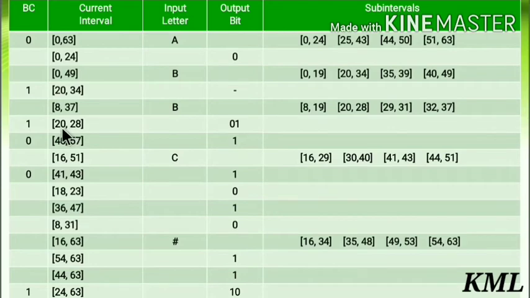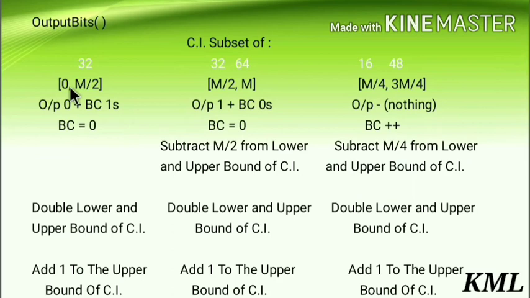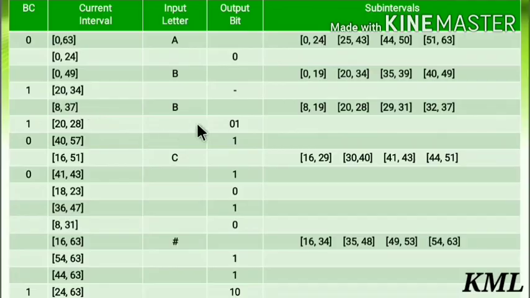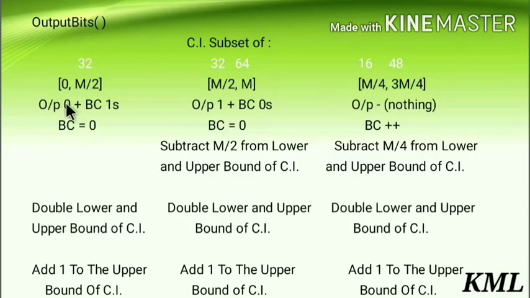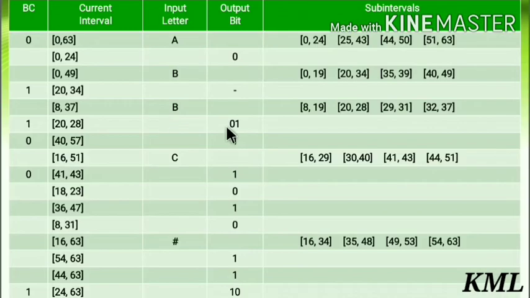Now if you see, 20, 28 falls in this one. 28 is less than 32 and the left hand side is greater than 0. So now what you do is output a 0 and bit count number of 1s. So output a 0, what is the bit count? 1. So you add 1 number of 1s. Okay, so you get 01 here.